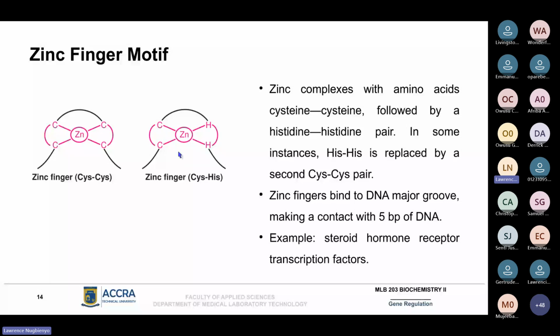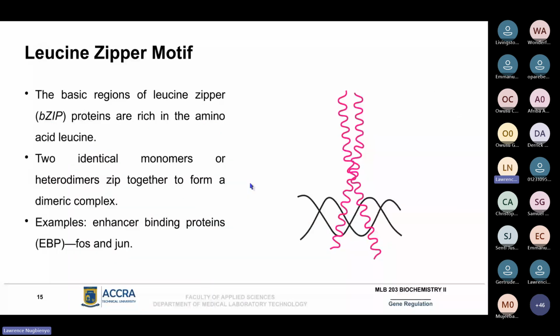And examples of these are some steroid hormone receptors, which act, or let's say they are a form of receptors to some transcription factors. So this is one form of the motif, the structure of protein that can have a direct interaction with the DNA molecule. Now, the other structure is what is referred to as the leucine zipper.